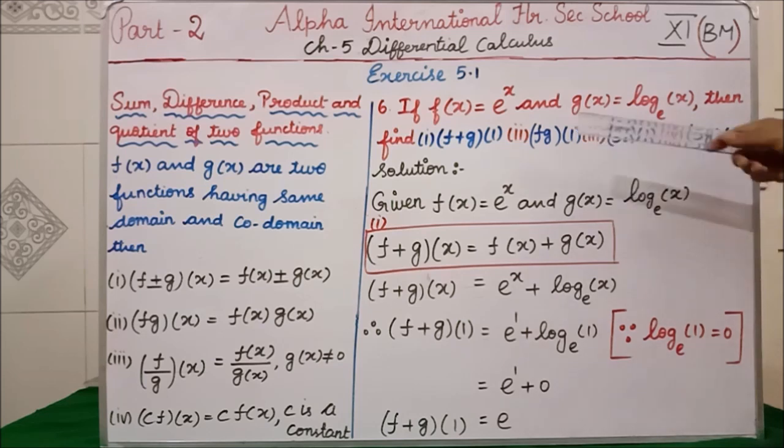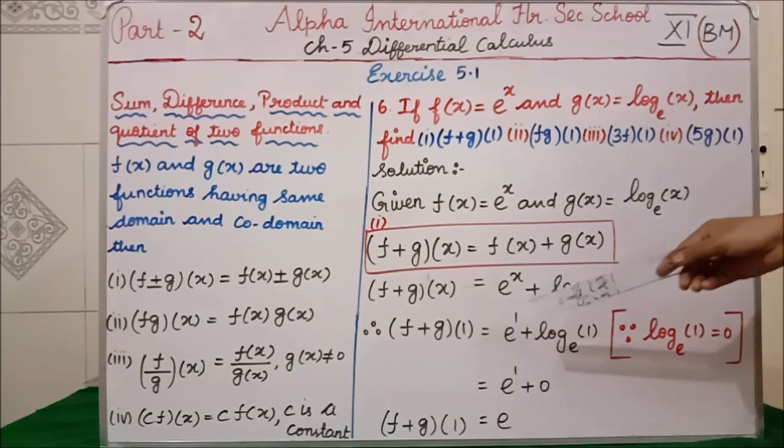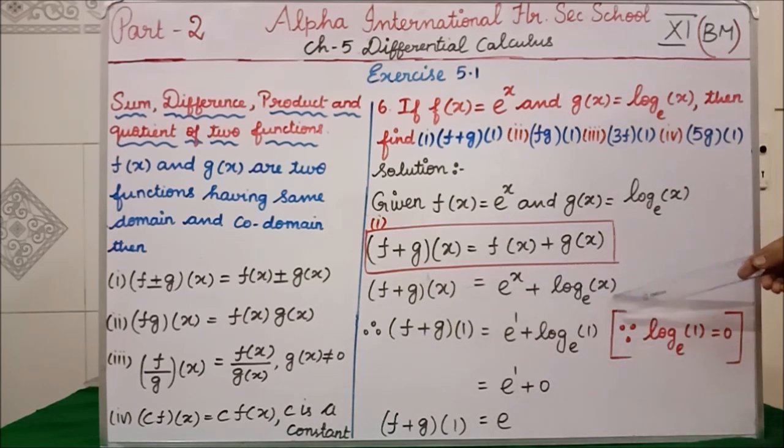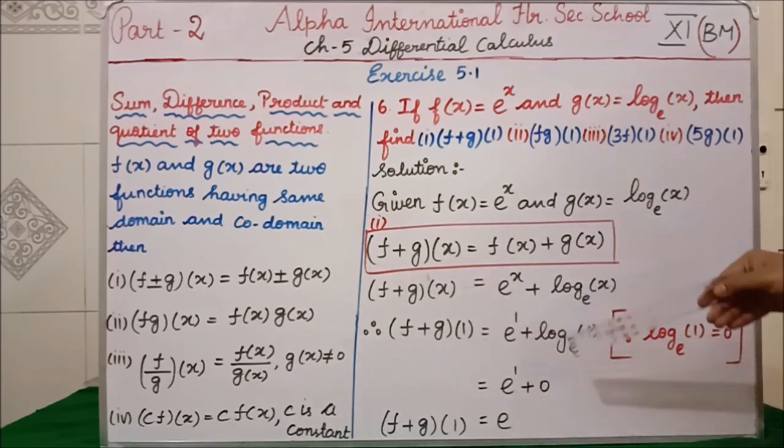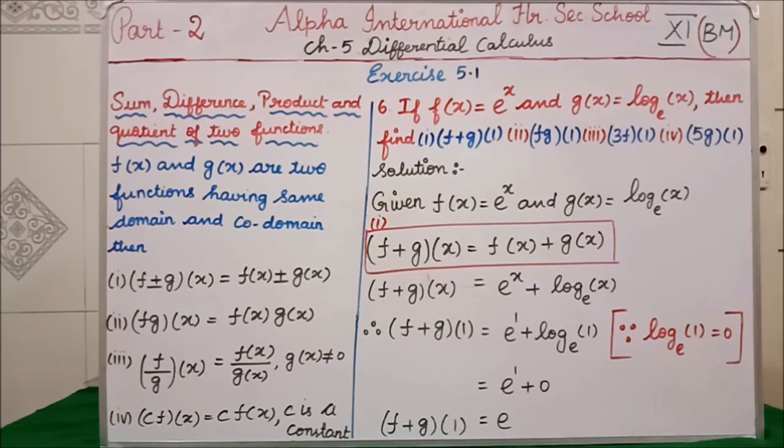Now we know that instead of x, what do we have in the question? 1. So instead of x you just substitute 1 here. Wherever you have x, you put 1. So e power 1 plus log base e of 1. Students, this is one formula in differential calculus: log base e of 1, the answer is 0. Clear? So now this has become 0. e power 1 plus 0. The answer is equal to what? e. For the first subdivision we have got the answer as e. Clear? Similarly we will do the second, third and fourth now.